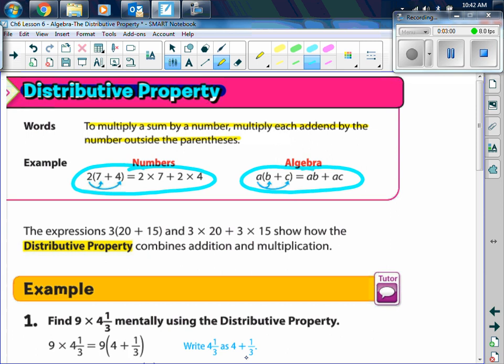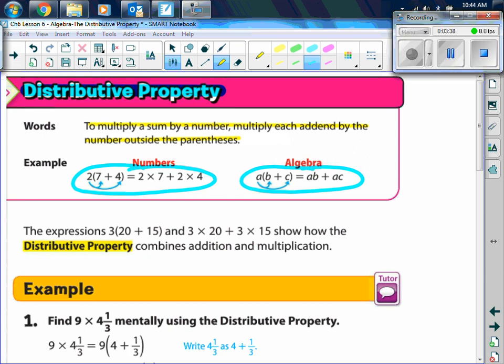Okay? So here we have 2 times the quantity, 7 plus 4. The distributive property says you're going to multiply each of the numbers inside the parentheses times the number on the outside of the parentheses. So we're going to multiply 2 times 7, and then we're going to add that to 2 times 4. And this distributive property will work for any numbers and variables as written in the algebraic example.